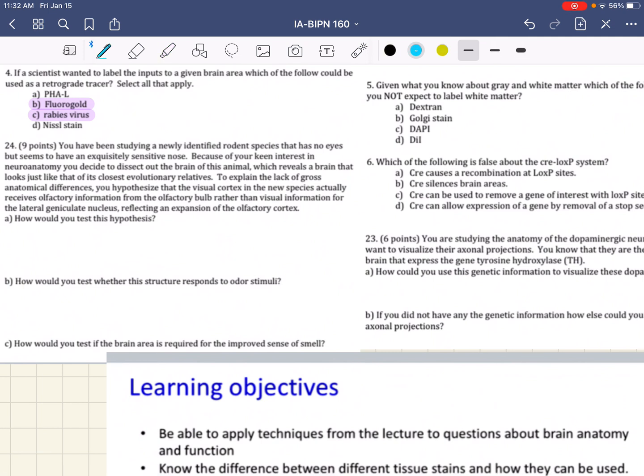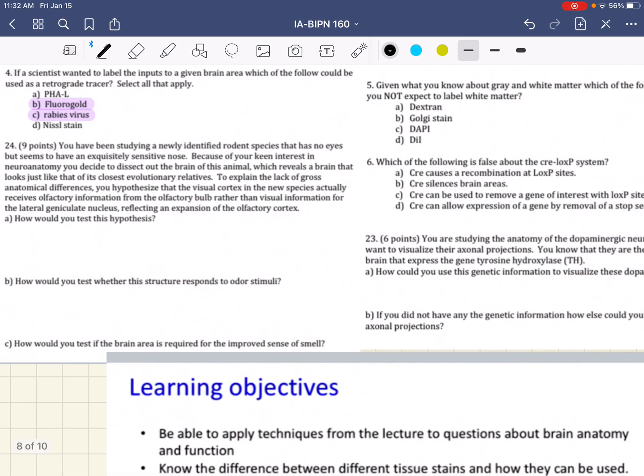I don't think I will read this whole paragraph for 24, but let's see where the question begins. You hypothesize that the visual cortex in the new species actually receives olfactory information from the olfactory bulb rather than visual information from the lateral geniculate nucleus, reflecting an expansion of the olfactory cortex. How would you test this hypothesis?